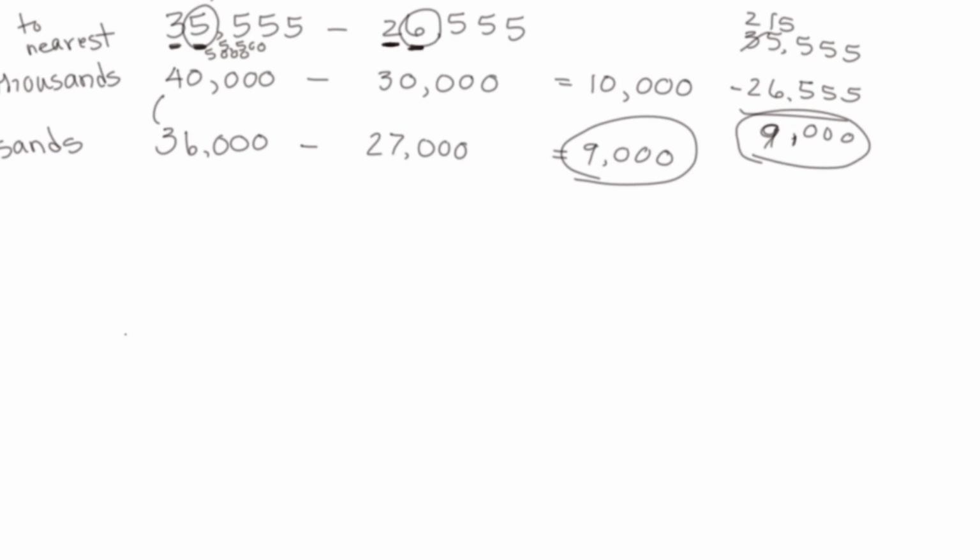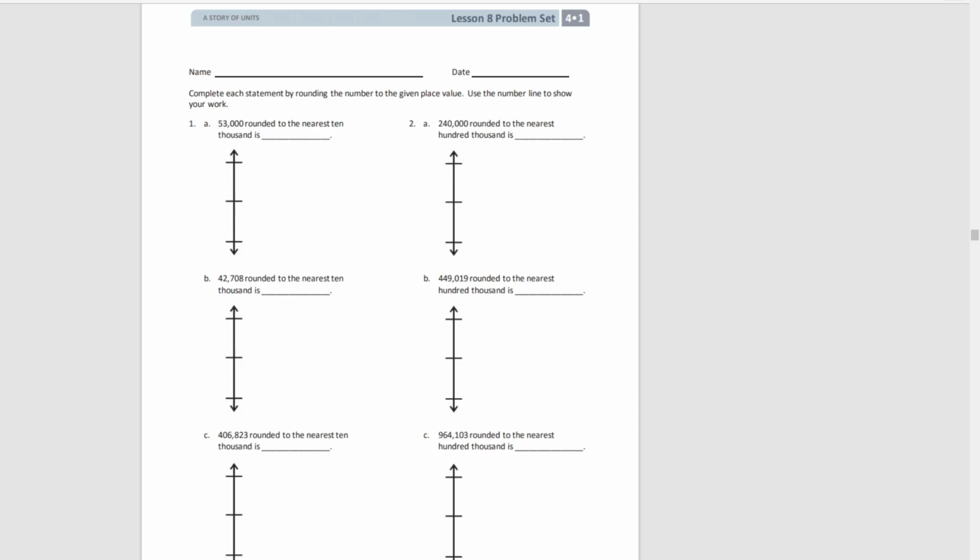Okay, let's move ahead to our problem set and try some of this out. Number 1 says complete each statement by rounding to the given place value. So you have to make sure you check what the place value is we're rounding to, and then use the number line to draw to show your work. So we're looking at the number 53,000 and we're going to round to the nearest 10,000. So this is a place value we're rounding to, the 10,000s.